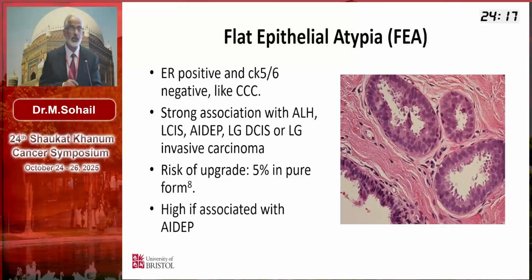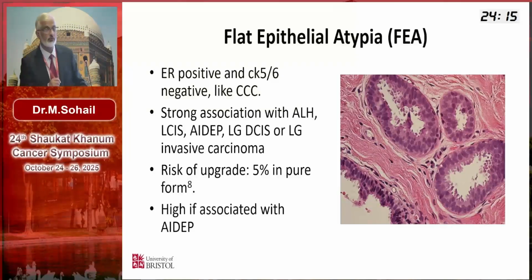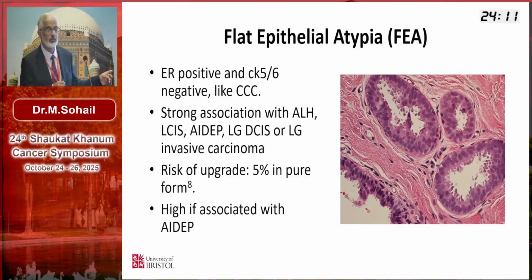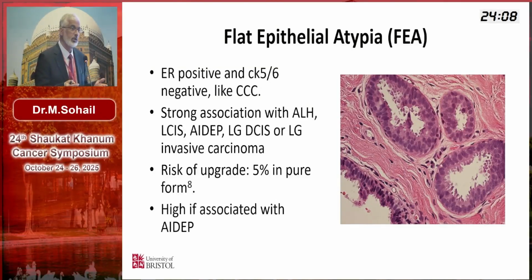Now, sometimes people think that CK5/6 and ER are very helpful to identify neoplastic change. But in this scenario, they are not going to help you, because the differential diagnosis here is columnar cell change versus flat epithelial atypia, and both are positive for ER and both are negative for CK5/6. So this is a completely subjective diagnosis based on your opinion, and you have to be very clear. The risk of upgrade is 5% if it is the pure form. But if there is ADH, obviously the risk is quite high, going into the 20s.